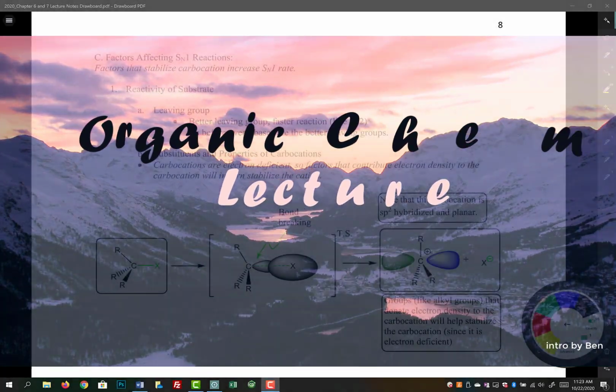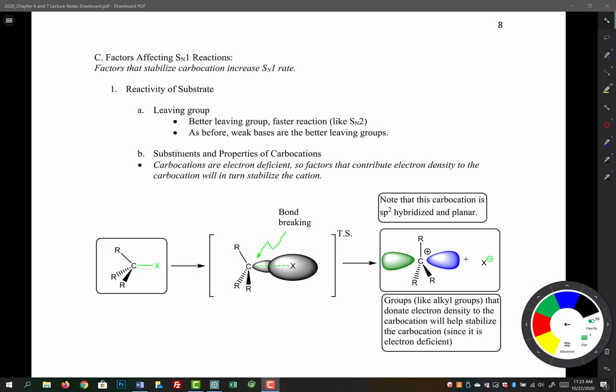There are several factors that affect the Sn1 reactions. So generally, it's going to be factors that stabilize that carbocation. Remember that carbocation formation is your first step, and not only that, but it's your rate determining step. So let's take a look at a couple of these factors.